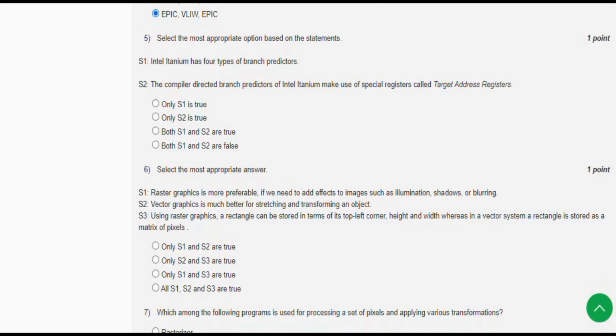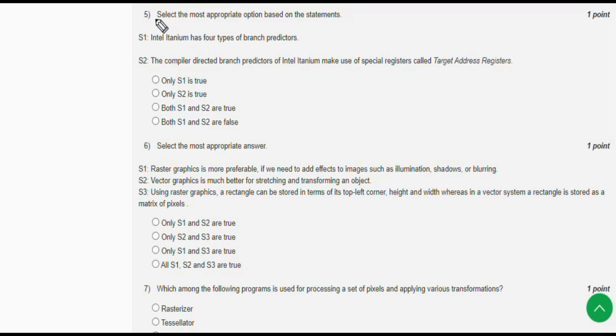Now moving into the next question, question number 5. Select the most appropriate option based on the statements. Statement 1: Intel Itanium has 4 types of branch predictors. Statement 2: The compiler directed branch predictors in Intel Itanium make use of special registers called target address registers, TAR. Okay, so here both statements are correct. So I select that one.